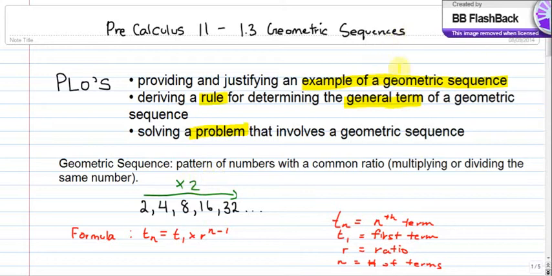So we've already done arithmetic sequences, but what exactly is a geometric sequence? It's again a pattern of numbers, but this time it's with a common ratio. With an arithmetic sequence you added or subtracted the same number each time, but with a geometric sequence you would either multiply or divide by the same number. So let's take a look at this example. We have 2, 4, 8, 16, 32. There's a common pattern between all these numbers. You multiply by 2 to get to the next term, and so that'll be our ratio.